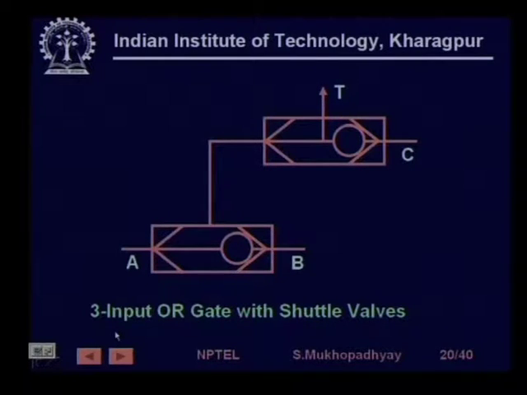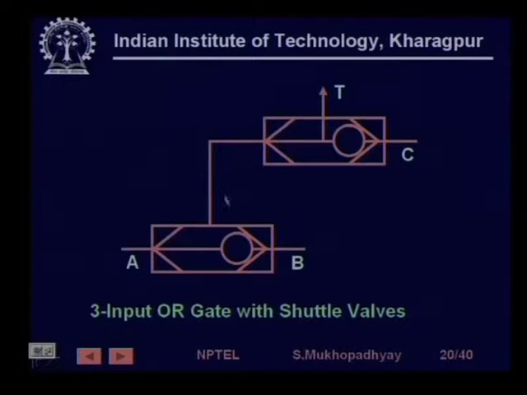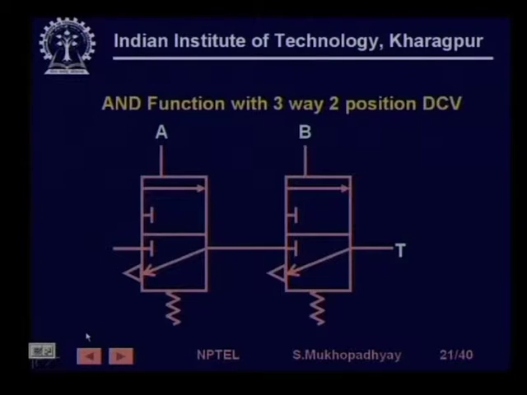This is just an example which shows that by cascading these shuttle valves, you can have a 3-input OR gate also. At this point you have pressure applied when it is A or B, and then that is applied to one port. Finally, the pressure is applied to the system when you have A or B or C. So, it is a 3-input OR. Similarly, these are realizations just to show how these pneumatic elements can be used to generate various Boolean conditions.